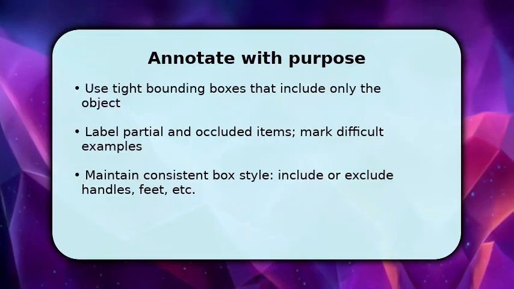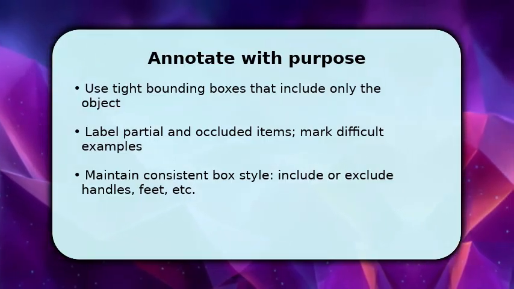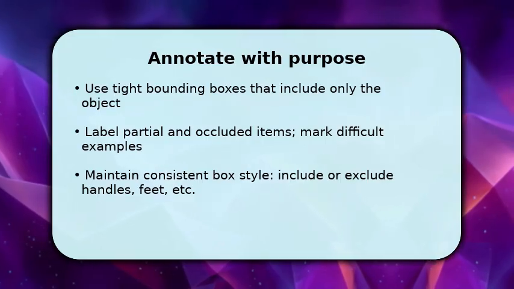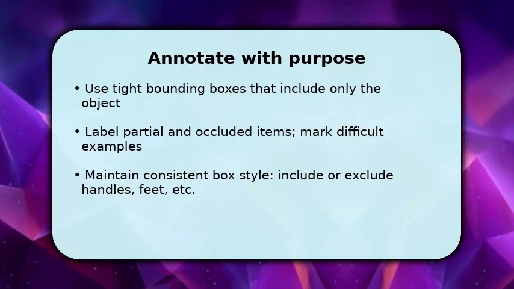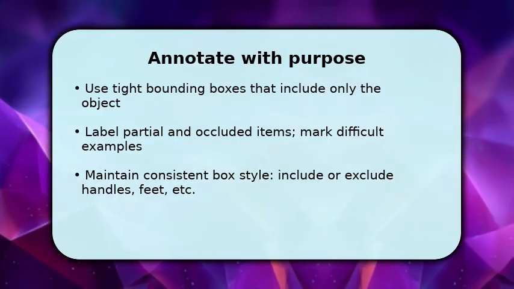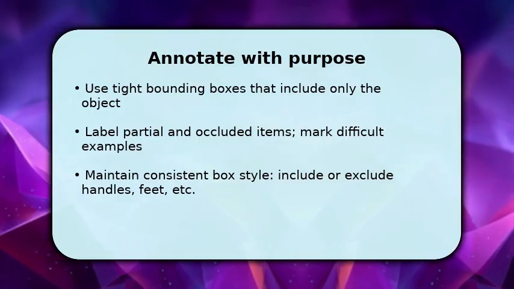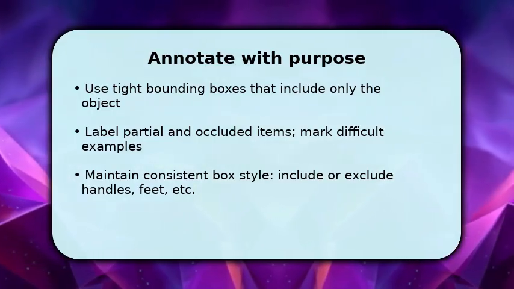Make consistent decisions on ambiguous parts. For example, always include handles or always exclude them, because consistency improves training stability. Once you finish a batch, run a quick quality pass over 10% of images to catch systematic errors early.